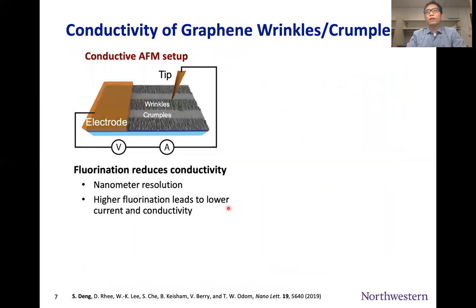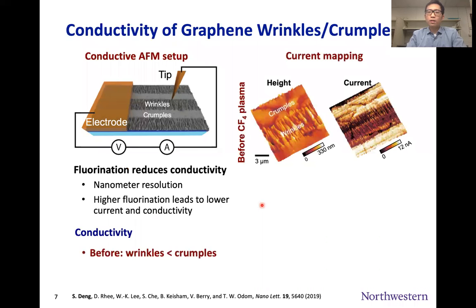Then we further demonstrate that the electronic properties can also be controlled by this method. Before the reactions, we measure the surface conductivity in conductive AFM setups. We can see both the crumple region and the wrinkle region are very conductive, and the crumple region is even more conductive than the wrinkle region because it has better contact with the AFM tip during the measurements. The fluorination will reduce the surface conductivity of the graphene.